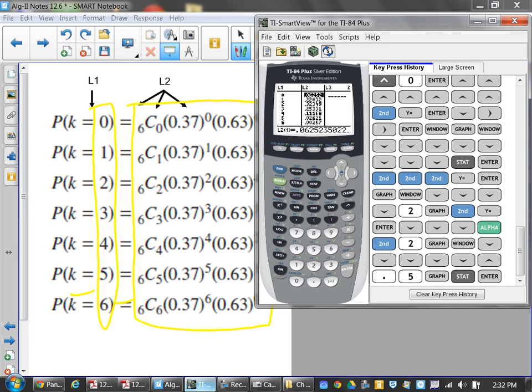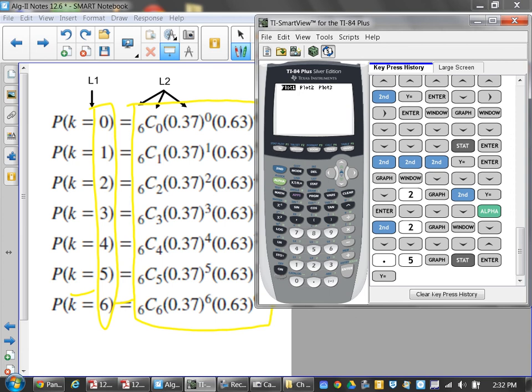You've got two sets of data. What I want you to do first of all is hit y equals and hit clear in case you have an equation in it. Because remember, that's just going to be all sorts of bad. Next we're going to change our window.